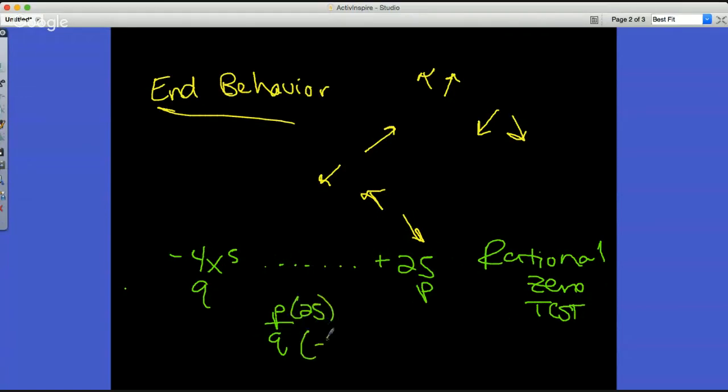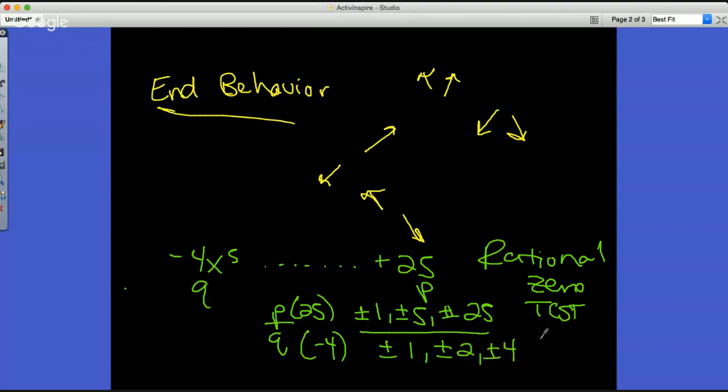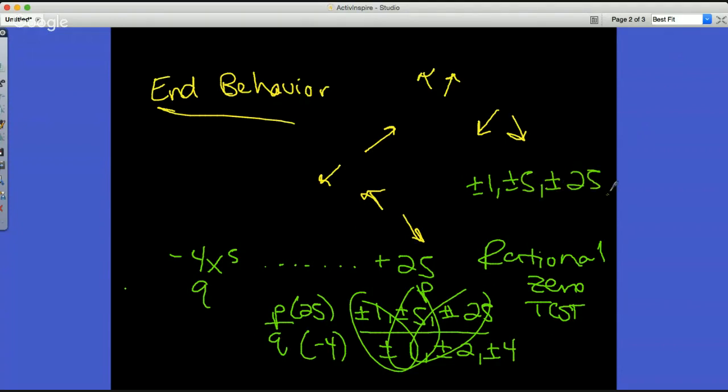where q is negative 4. If I come up with the factors of 25, I would have plus or minus 1, plus or minus 5, and plus or minus 25 on the top. The bottom, I'd have plus or minus 1, plus or minus 2, and plus or minus 4. Now, I've set it up appropriately, but I need each individual number, so 1 over 1, 5 over 1, 25 over 1, same thing for 2 and same thing for 4. So my answers will be 1, 5, 25. That's easy, right? But then we have 1 over 2, so plus or minus 1/2, 5 over 2, plus or minus 5/2, and 25 over 2, plus or minus 25/2 here.